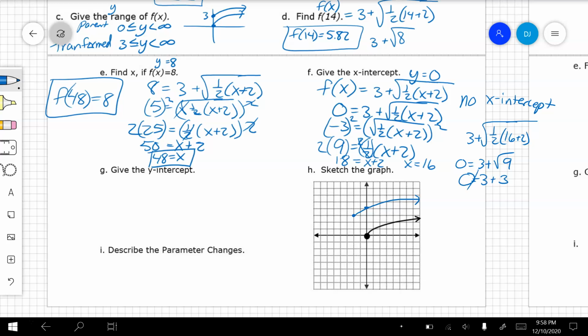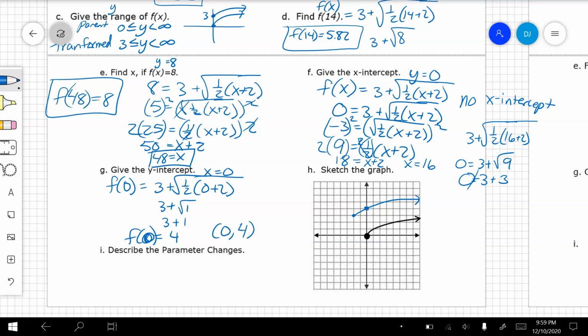Now for the y-intercept, where it crosses, I actually did that just now. X equals 0. So we're going to substitute that. Wherever you see the x value, it's going to end up being 0. So f of 0 is 3 plus the square root of 1/2 times 0 plus 2. Simplify: 0 plus 2 is just 2, half of 2 is 1, the square root of 1 is 1. 3 plus 1 is going to give us 4. So we have a y-intercept at 0, 4, which we just plotted.